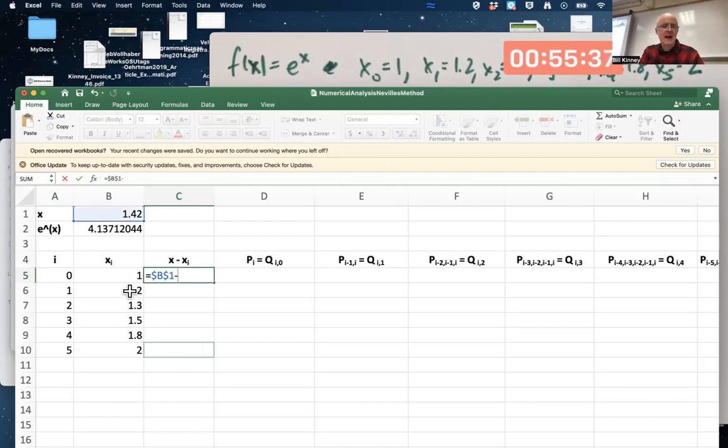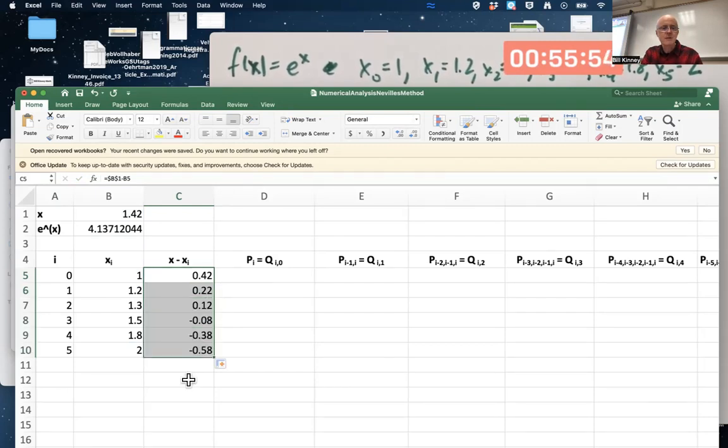Minus xi is in B5. Don't use dollar signs there because you want it to change to B6, then B7, then B8, then B9, then B10. So 1.42 minus 1 is 0.42. 1.42 minus 1.2 is 0.22, etc., including some negative values.